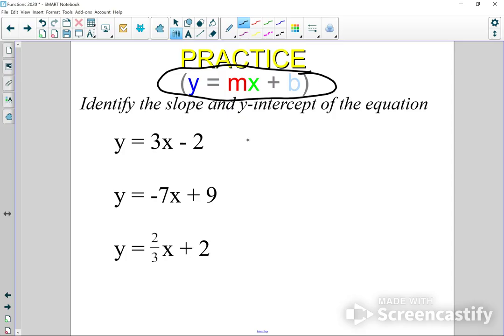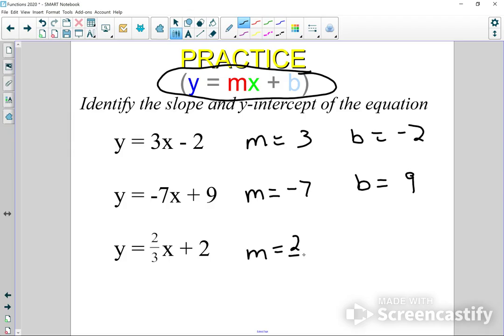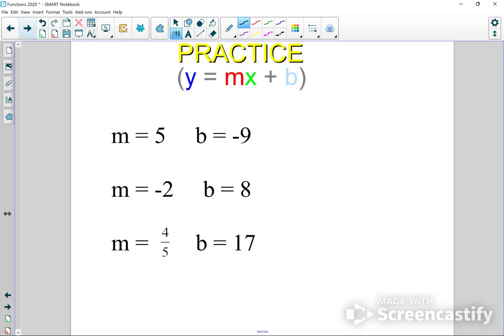In this equation, my m would be 3 and my b would be -2. So I have a slope of 3 and a y-intercept of -2. In my second equation here, I have a slope of -7 and a y-intercept of 9. And in my last equation, I have a slope of 2/3 and a y-intercept of 2. Hopefully you remember that from skill number 10. So we're going to use that information now to go the reverse direction.